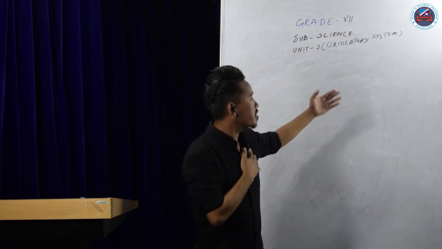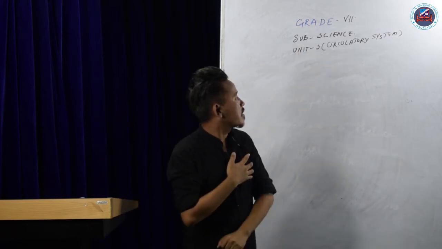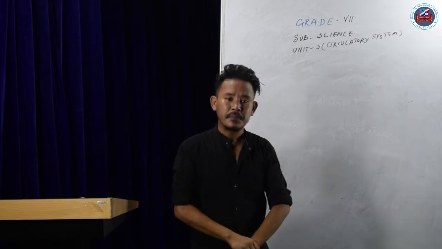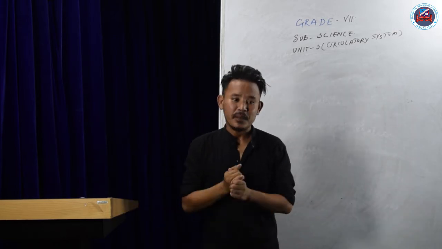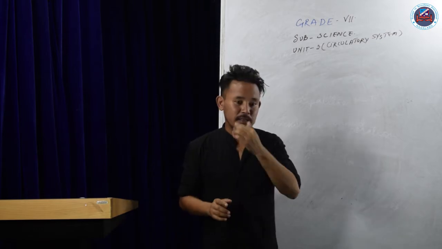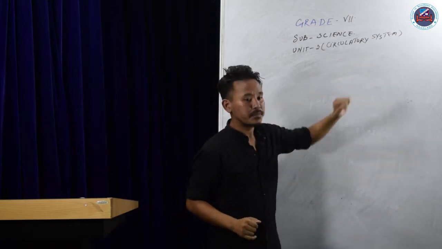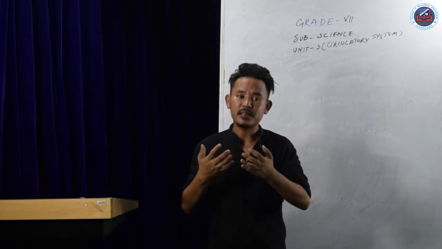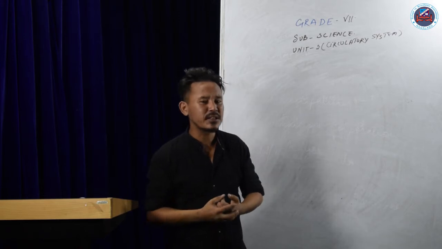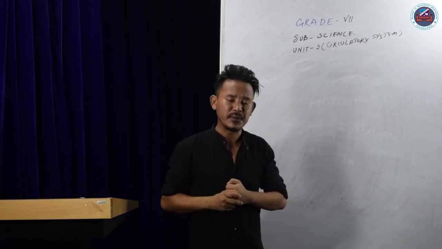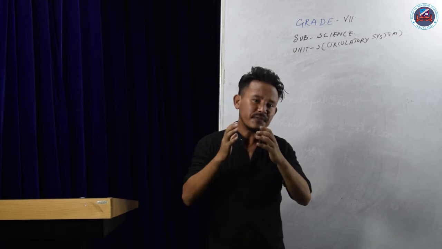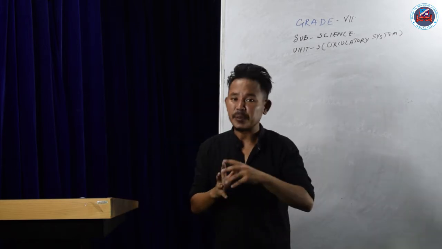So I'll be teaching chapter 3, the circulatory system, for grade 7. Welcome back and please join me. The name of the chapter is the circulatory system, but before we go into that, let's discuss what actually a circulatory system is and what the different organs are that comprise the circulatory system.